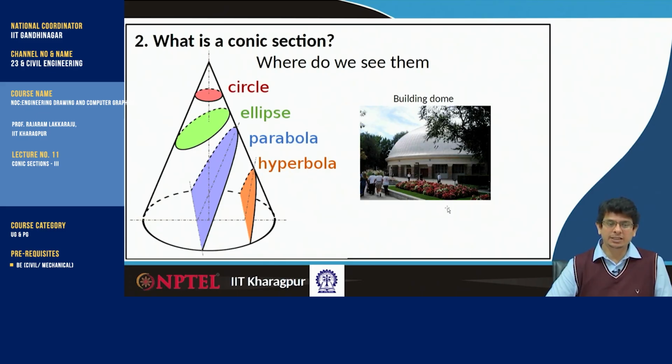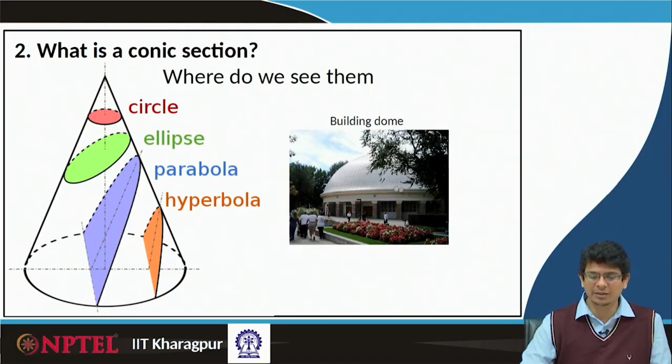The variety of applications, for example, like building domes. Here there is a picture of a construction, and the top of that might be a circle or an elliptical kind of curve. If we look at the exterior of the surface, it might be making an ellipse. Why is it an ellipse? Because here the major axis and the minor axes are of different lengths. That is the reason it forms an ellipse.